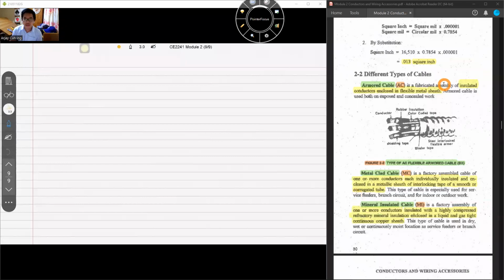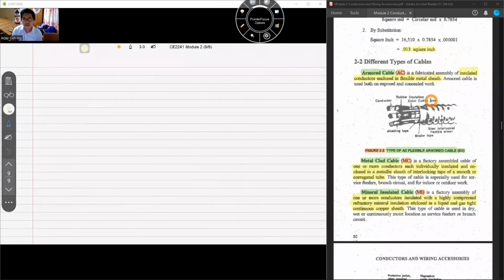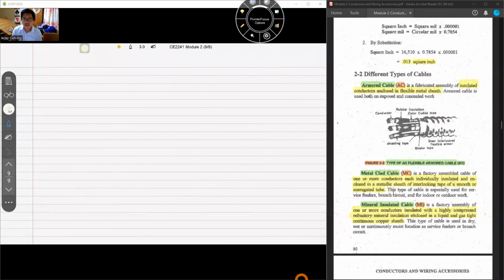Again class, we continue where we left off. We start again with chapter 2.2, different types of cables. Technically class, let's do a little viewing in this part. There are different types of wires. Supposedly, they are differentiated by how they were made, the material, and the construction.